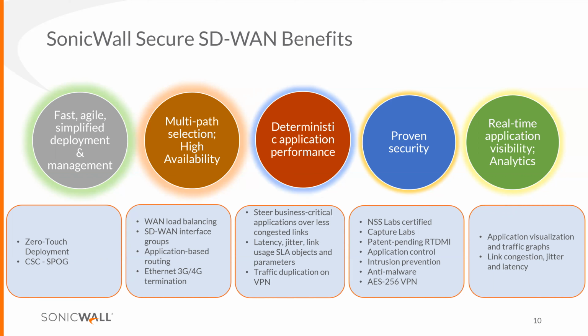Okay, deterministic application performance. If you just look at the second point there: latency, jitter, and link usage. So you can decide which ones you want to observe for. So maybe one of those lines is unreliable.